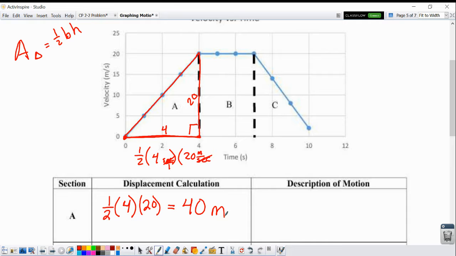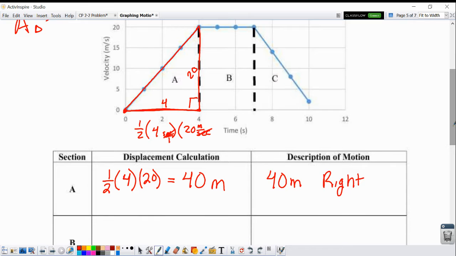Okay, then the fact that it is above the x-axis, and we don't have anything below in this picture, so everything's above, means it's going to be a positive displacement. So for my description, I'm going to say 40 meters right, because it's going to be moving to the right, because it's above the x-axis.